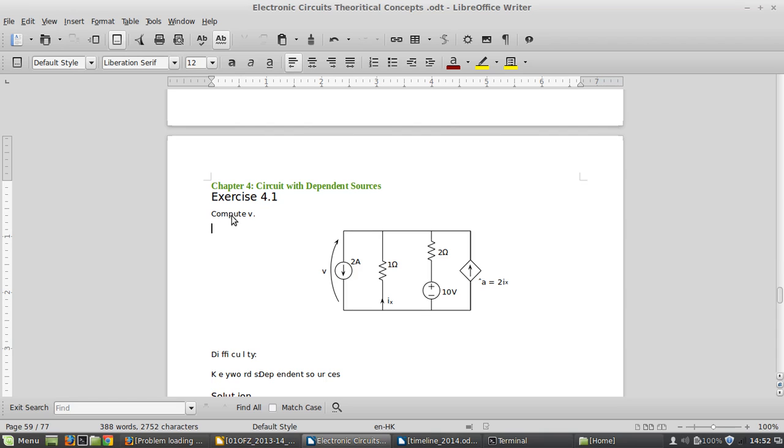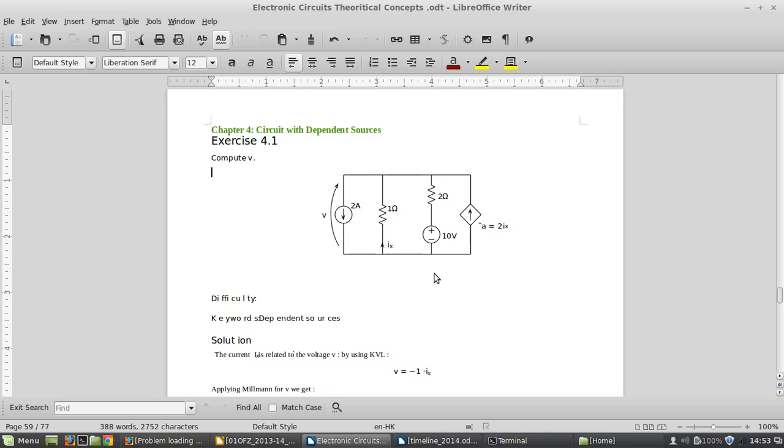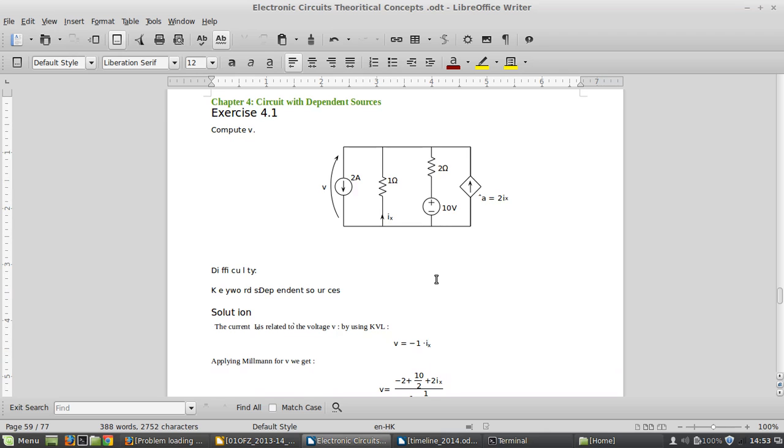Now let's try to solve this kind of circuit. Here it says to compute V. So what we have to do is compute a voltage V here. What can be done here to compute a voltage, and with the circuit also having a dependent source, how can we solve a circuit with dependent sources?